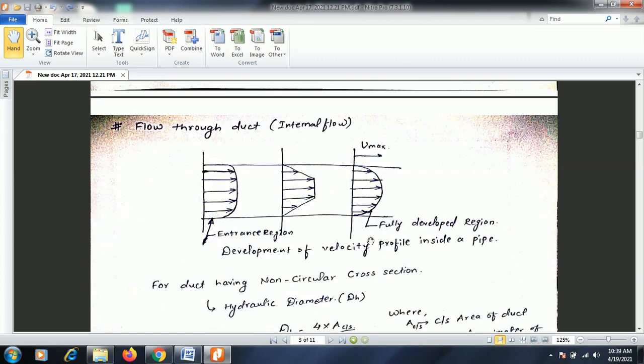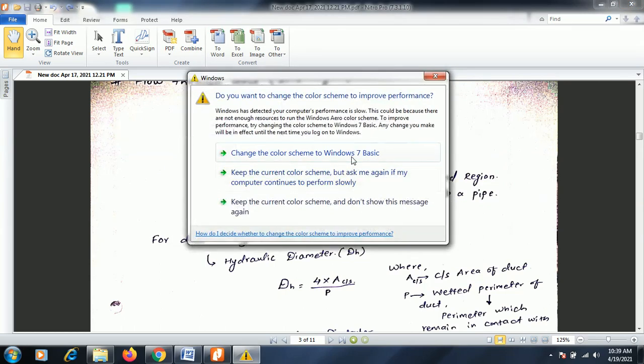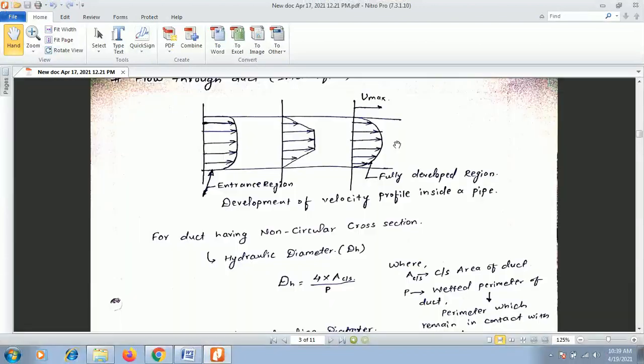So let us see the flow through ducts. As we all know, h is a function of the nature of the flow. First of all, we must learn how the flow is going to take place. Flow through a duct is called internal flow. At the entry part you have an entrance region. As the fluid proceeds further, it is going to have a fully developed region. The velocity is going to be maximum at the center and minimum at the walls of the duct.